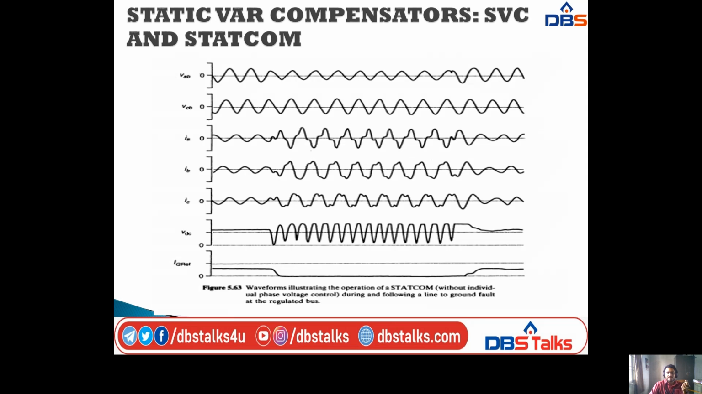So here we have voltage and current waveforms and reference signal waveforms like this. This is without individual phase voltage control during the line to ground faults. Here VAB and VCB waveforms are sinusoidal, and next we have IA, IB and IC. Those change. If you observe this, there is a change in the sinusoidal waveform, because of the fault in the phase. Next, coming to the VDC, that is the output voltage, we have the waveform like this, and coming to the reference signal, the reference reactive current, the waveform is like this.